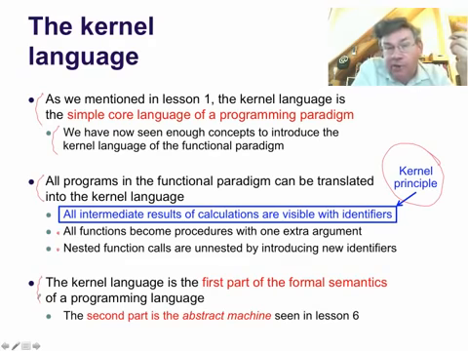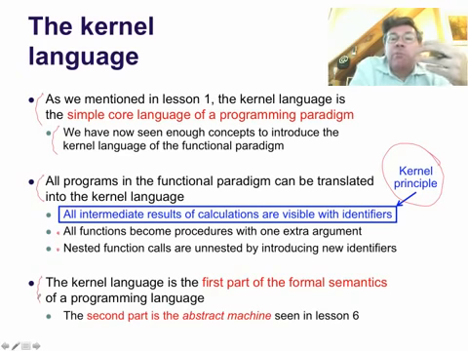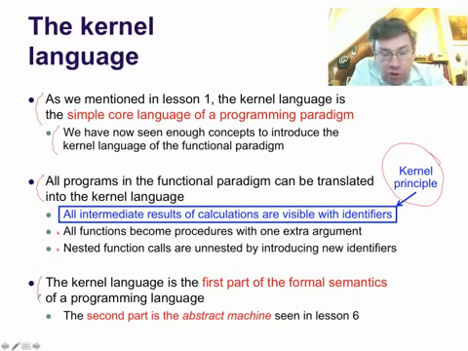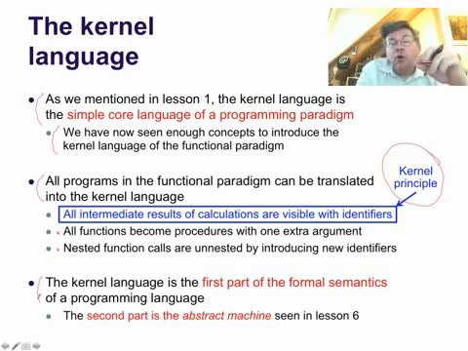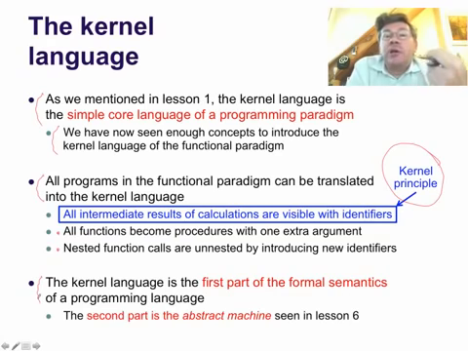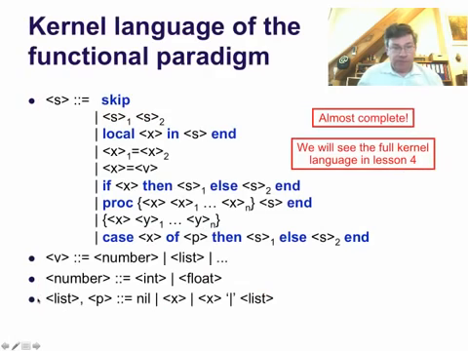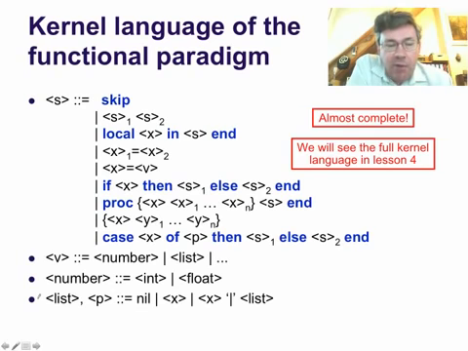The second part, which is the abstract machine, which is a kind of a mathematical mechanism that shows the execution, that second part we will see in lesson 6. So right now, we can already see the first part and get some advantage, some extra understanding from this. So here it is, the kernel language of the functional paradigm. It's almost complete. There's only a little bit that has to be added. In fact, in lesson 4, we will make it complete.